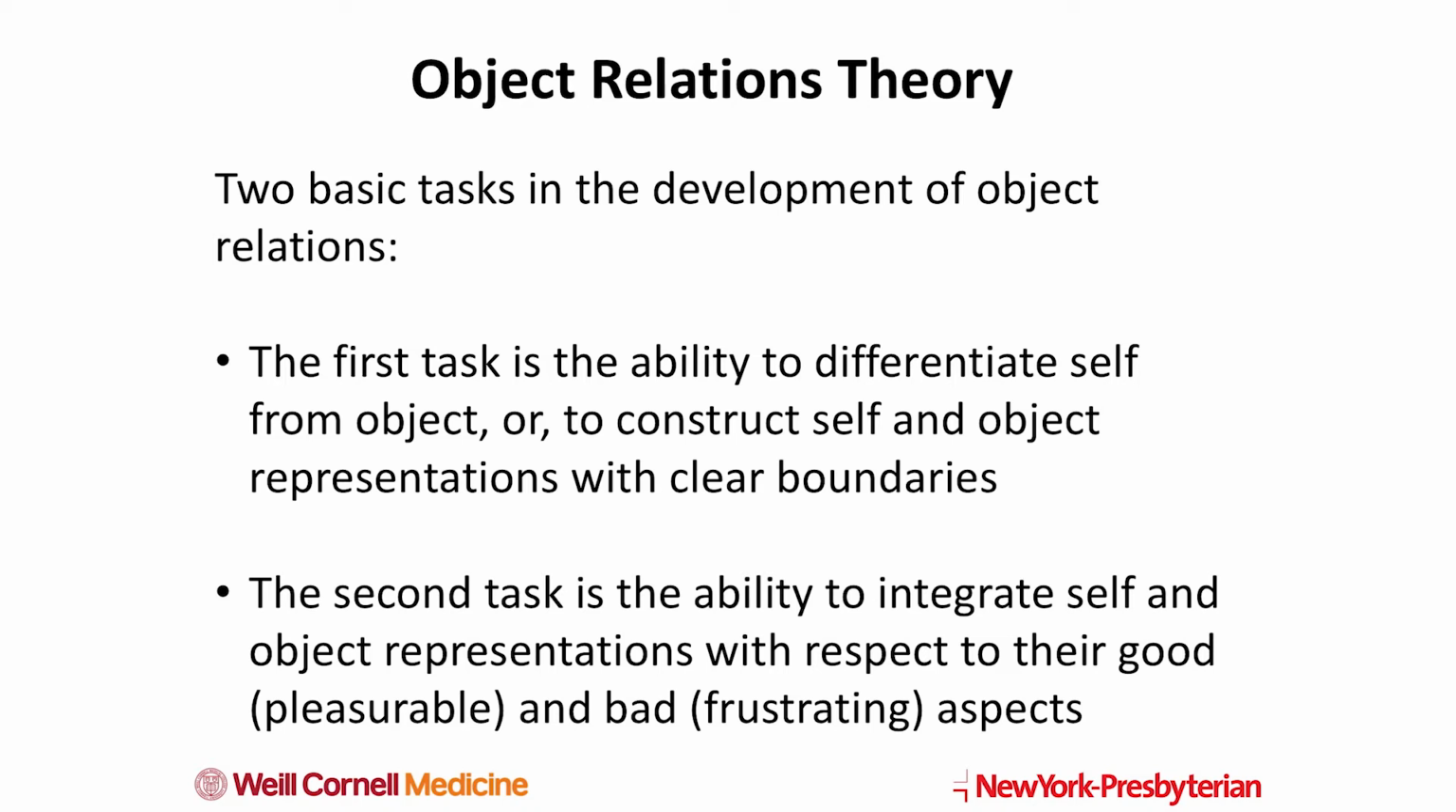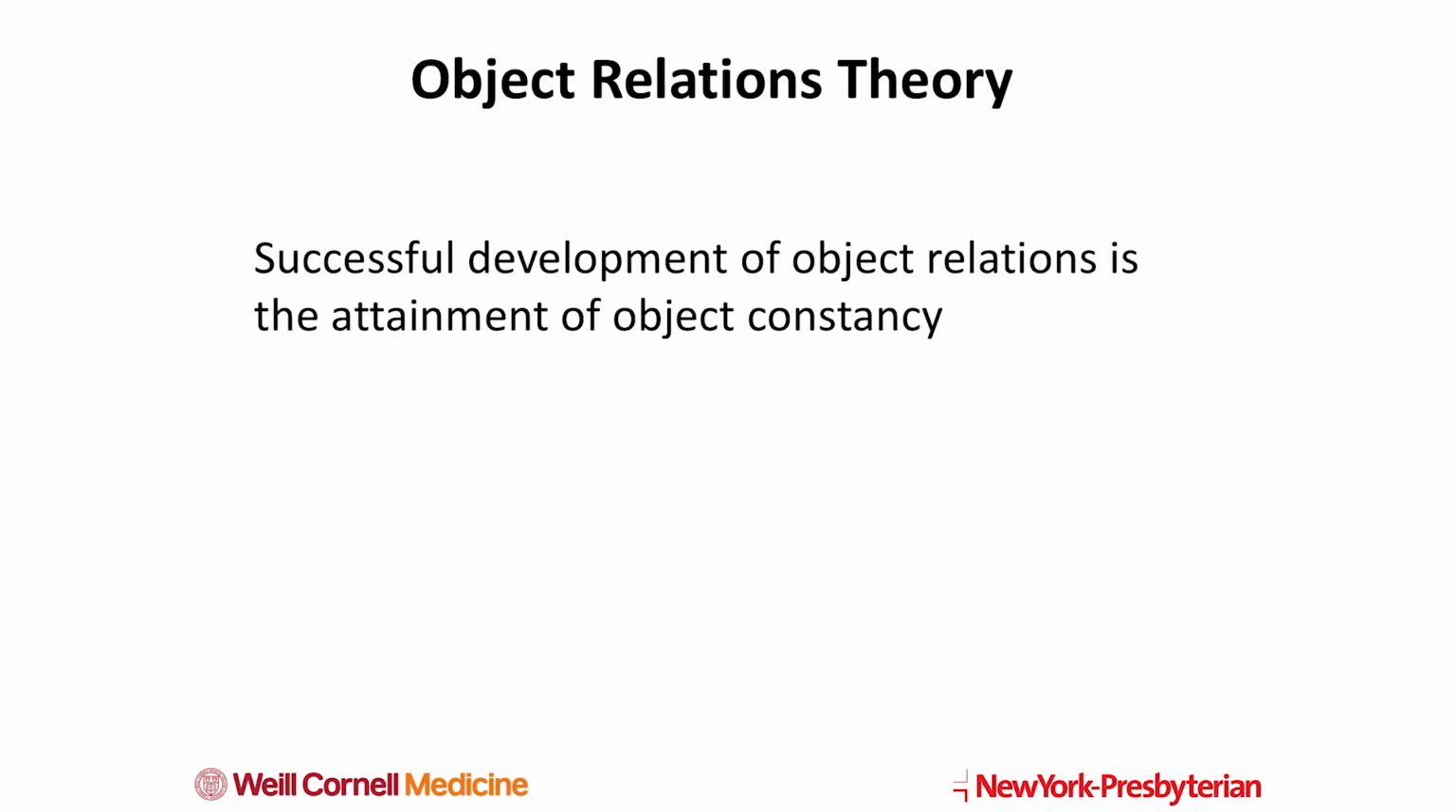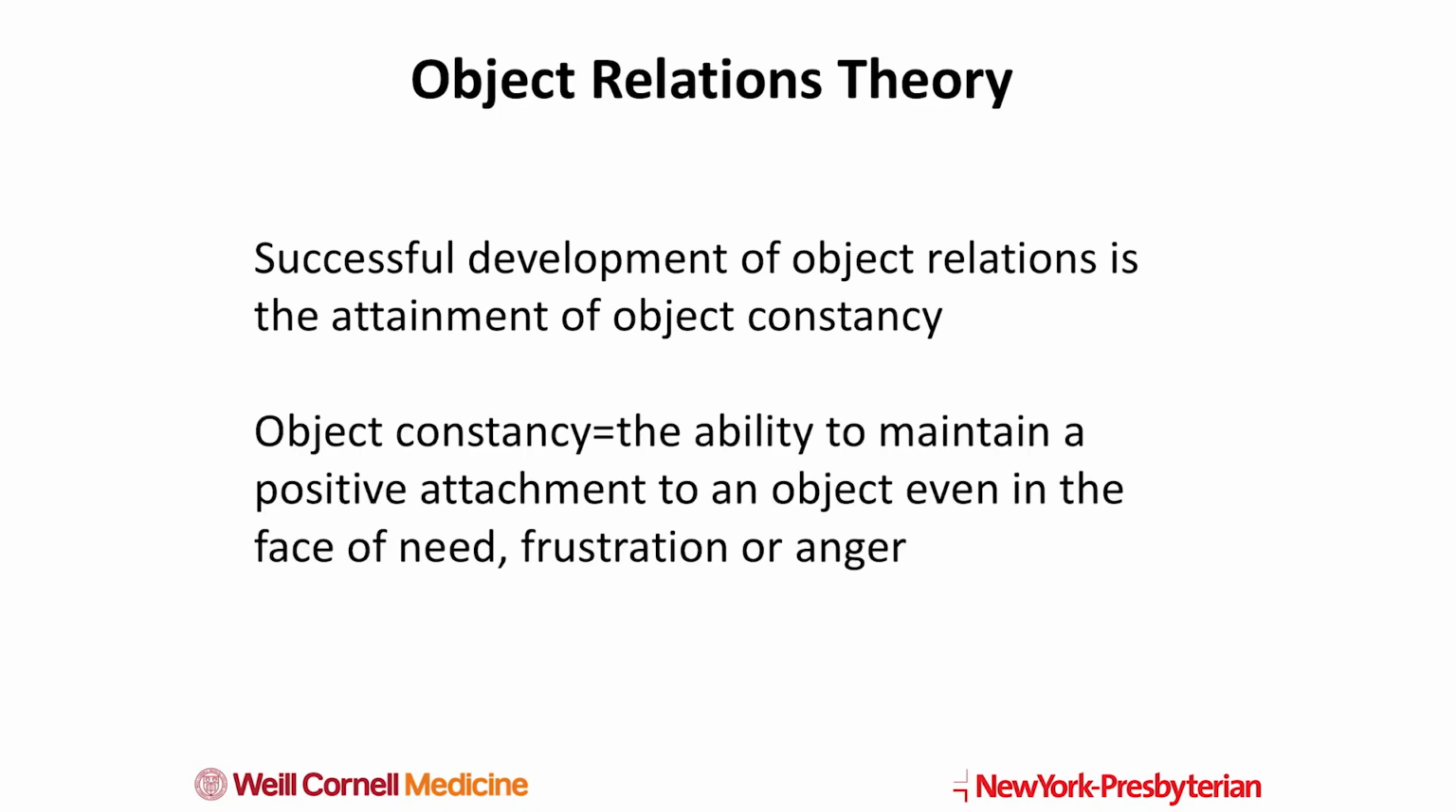In line with the thinking of others whom we have mentioned above, Kernberg sees the successful development of object relations as the attainment of object constancy, or the ability to maintain a positive attachment to an object even in the face of need, frustration, or anger. The twin tasks of separating self from object and of integrating good and bad aspects of self and object are closely related. This relationship is seen in many instances of psychological stress.